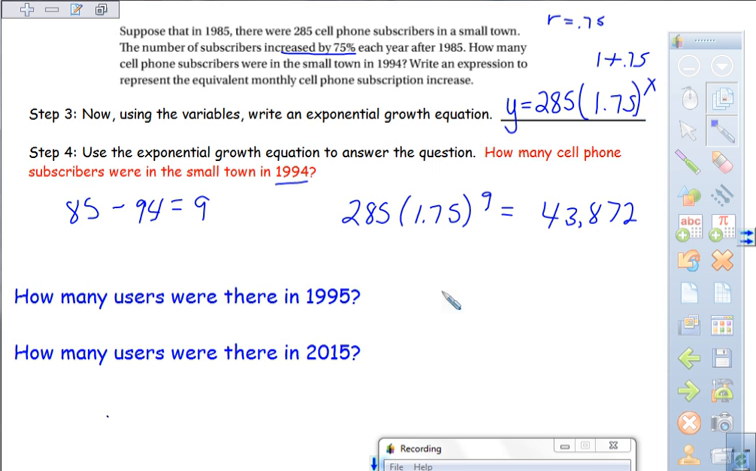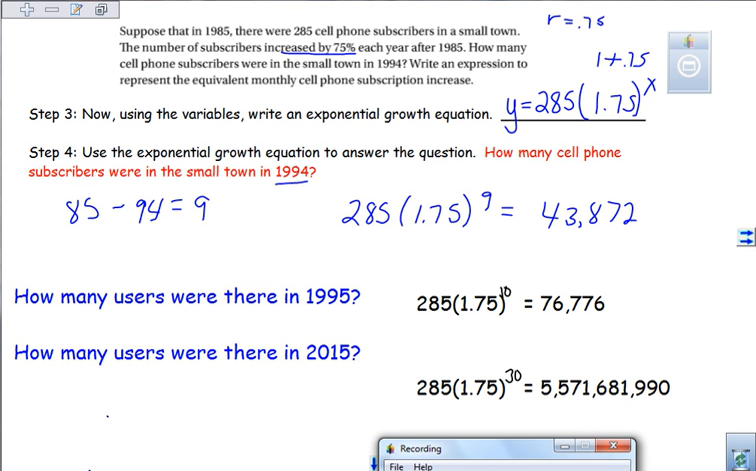So 1995 is 10 years, and 2015 is 30 years. So try those. Please pause the video while the students get their calculations. Here are the solutions. In 1995, 76,776. In 2015, 5,571,681,990.